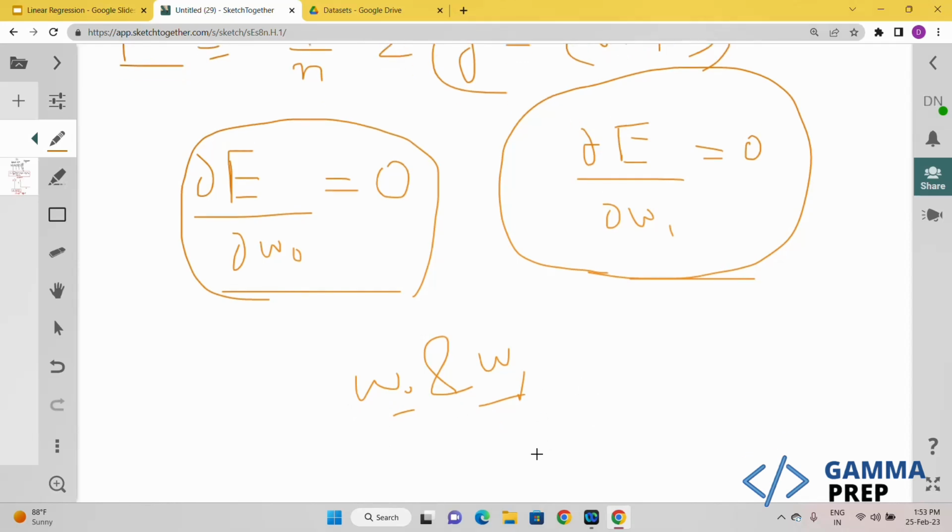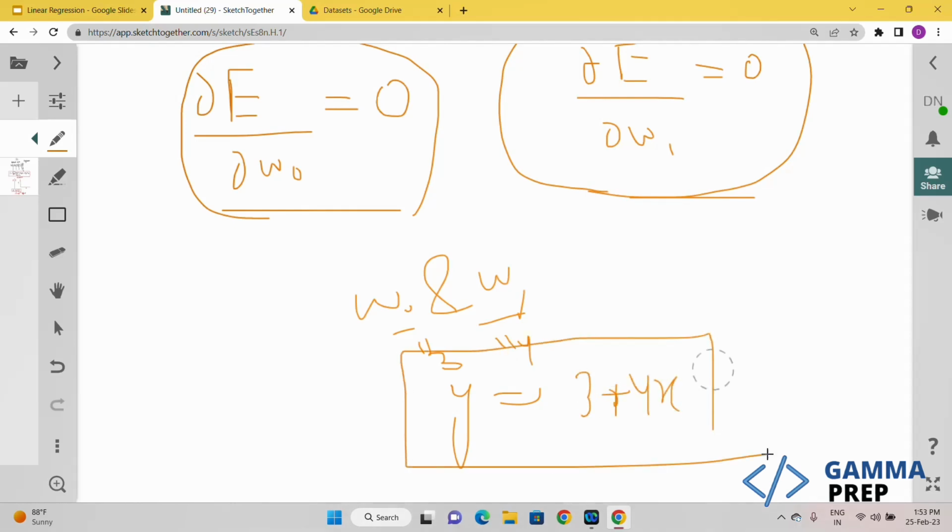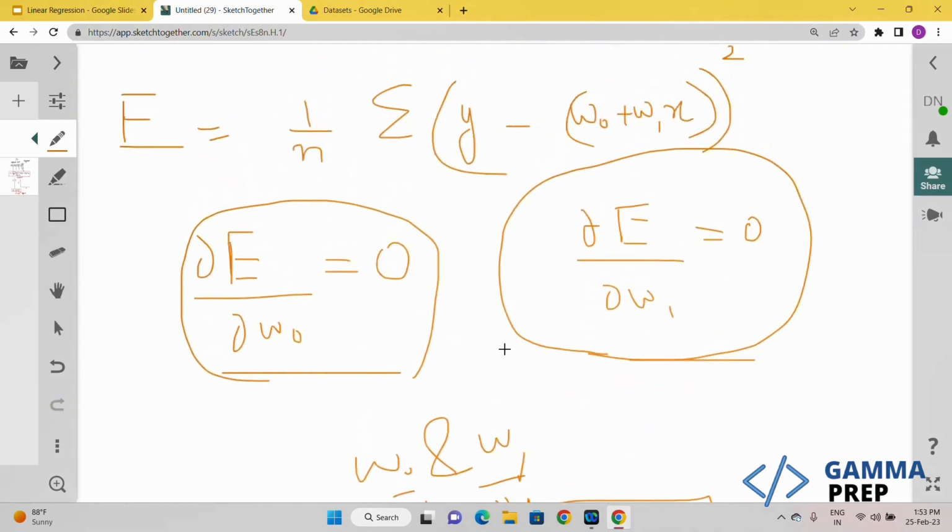If we have the W0 and W1 which minimize our error, let's say W0 is 3 and W1 is 4, then 3 plus 4x is our linear regression model, the one that minimizes the error. But this solution, finding the derivatives, equating them to 0, and then figuring out our W0 and W1, has higher time complexity. That means it takes a lot of time to figure out. If our data set is very large, because we have to take the summations and then solve these two equations, this has high time complexity.